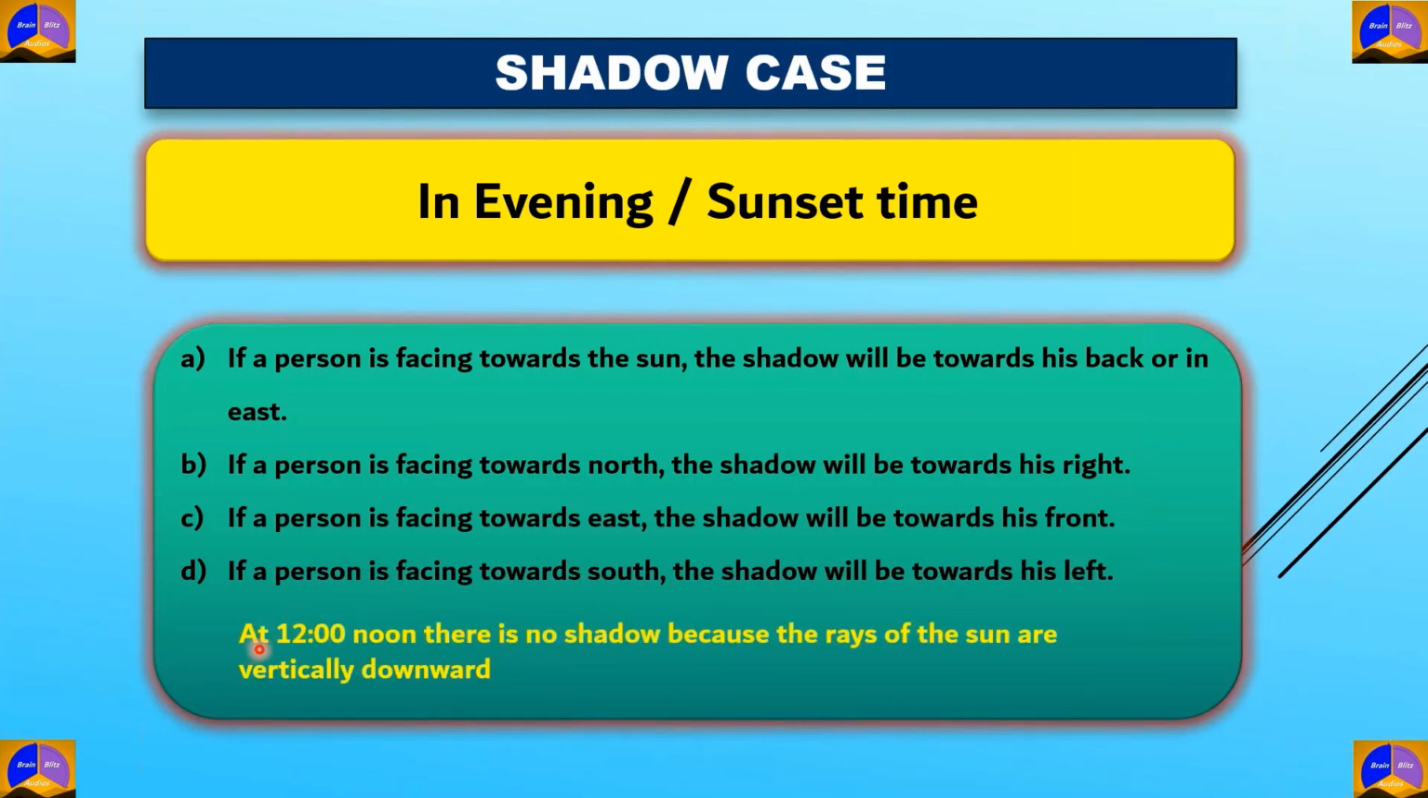Now we have to know that at 12 noon there will be no shadow because the rays of the sun are vertically downward.